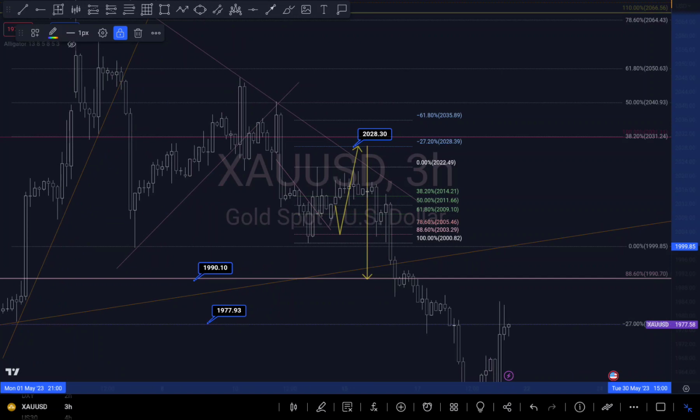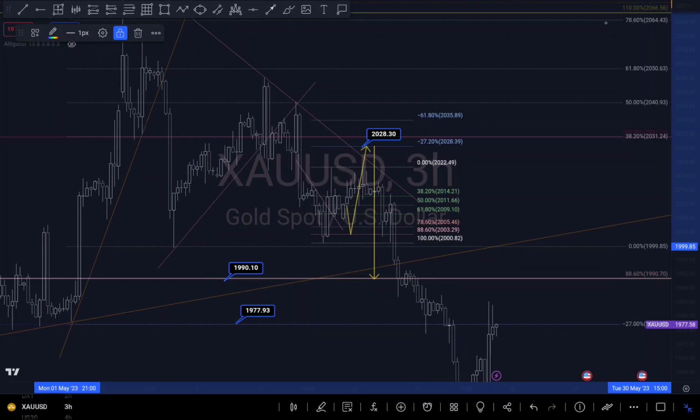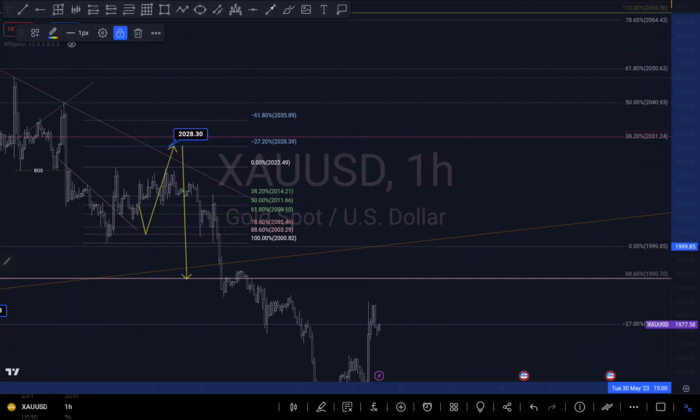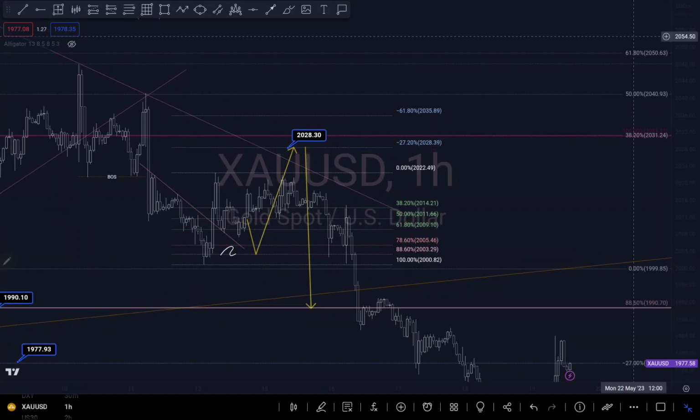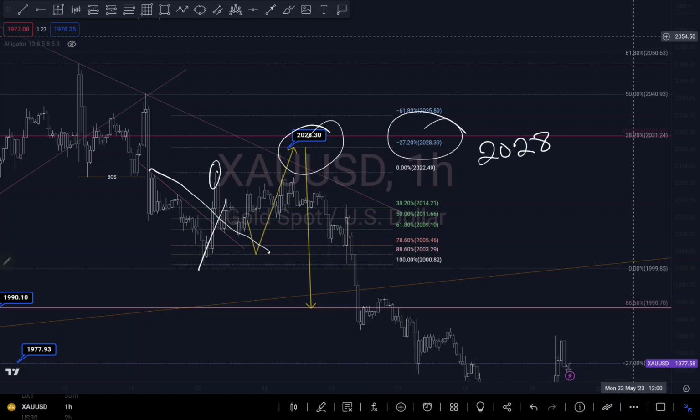If you watch my previous analysis on gold, I think gold broke the structure right here, and I said I'm expecting a short buy move on gold before a sell, and my reason was because we can see there was a break of trend line around this area right here. So I said there's a possibility we might push up to my negative 27.8 fib level, which is the 2028 around that area, before we now continue to push to the downside.